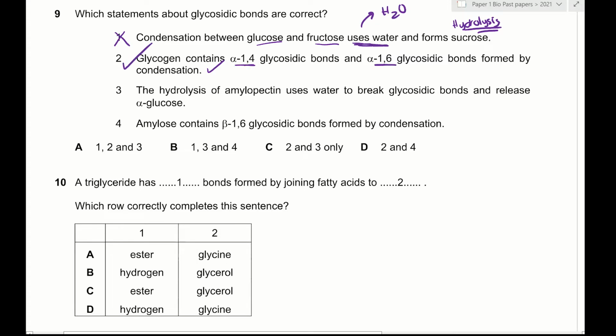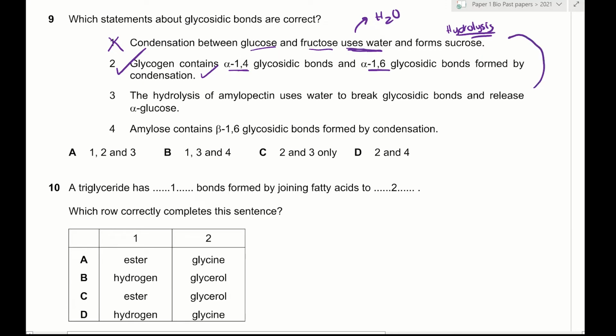3. The hydrolysis of amylopectin uses water to break glycosidic bonds and release alpha glucose. As we mentioned here above, hydrolysis reactions use water to break down the glycosidic bonds. Therefore, 3 is also correct.